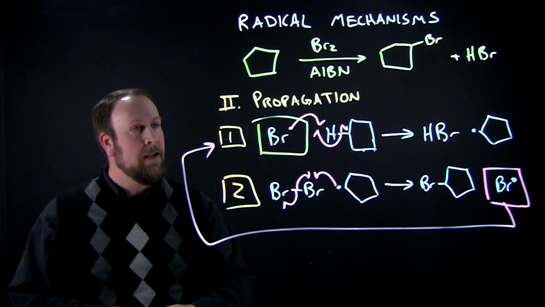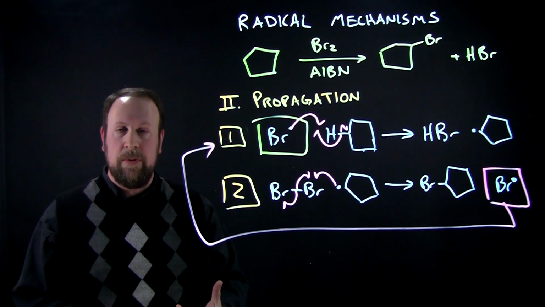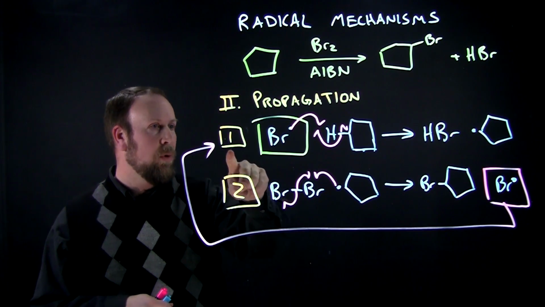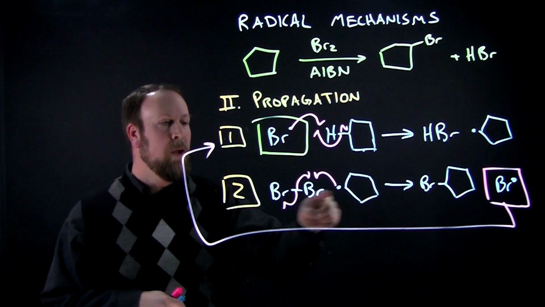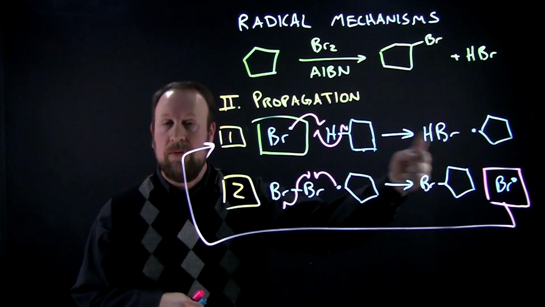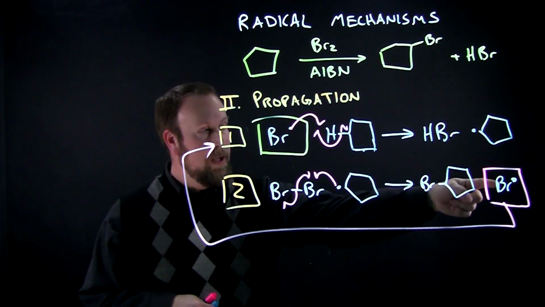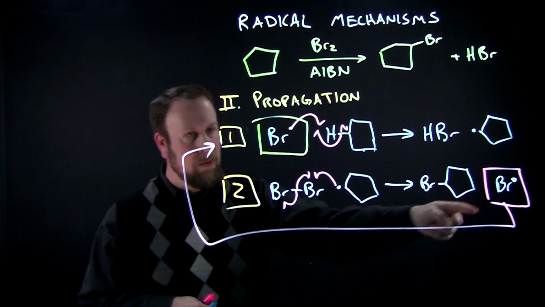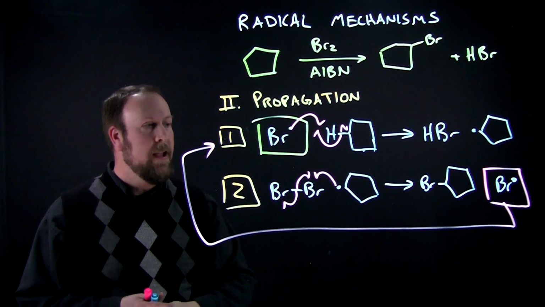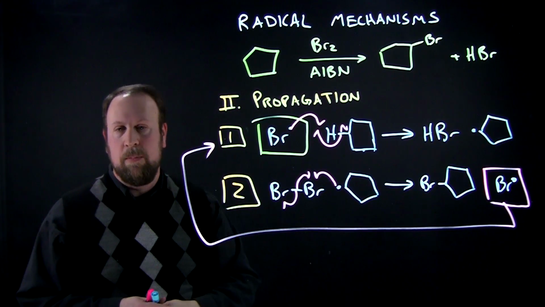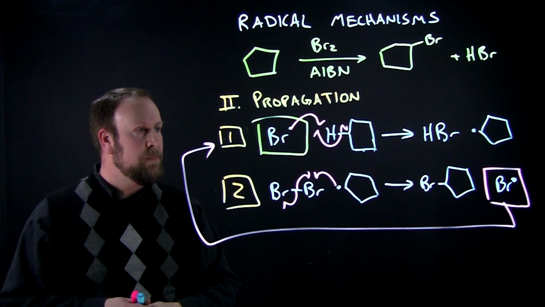It's important to recognize that the propagation sequence is going to be a complete cycle. In this case, we're pulling the hydrogen off of the alkane to form the alkyl radical. Then we're brominating that alkyl radical to produce some of our product, but we need to reproduce a bromine radical which can complete this cycle. This is going to happen over and over and over again, and this is where we're going to see the bulk of the products formed in our reaction.